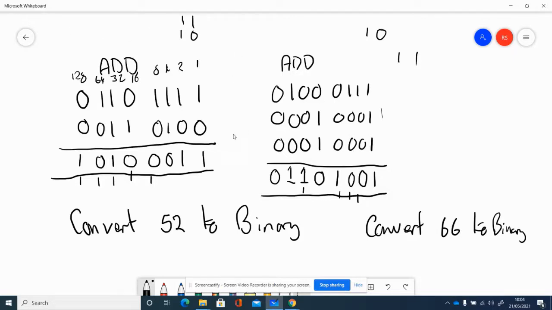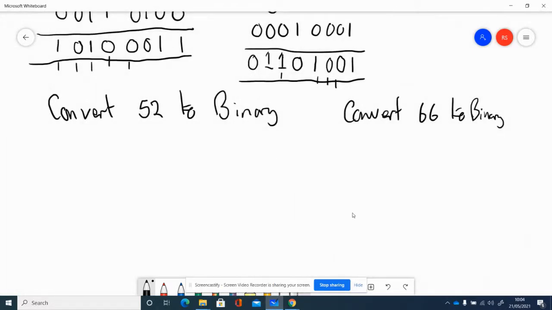So maybe we could think now about converting. So we've got a couple of numbers here to convert. Converting 52 to binary. Well, we need our binary positions. So we'll just write those down.